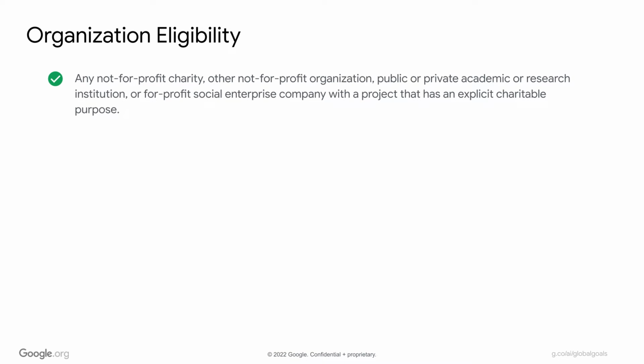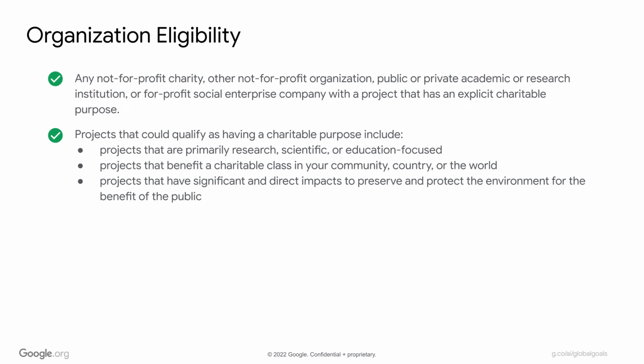First, you must be a not-for-profit charity, other not-for-profit organization, public or private academic or research institution, or for-profit social enterprise company with a project that has an explicit charitable purpose. Second, projects that could qualify as having a charitable purpose include projects that are primarily research, scientific, or education focused, or projects that benefit a charitable class in your community, country, or world, projects that have significant and direct impacts to preserve and protect the environment for the benefit of the public.